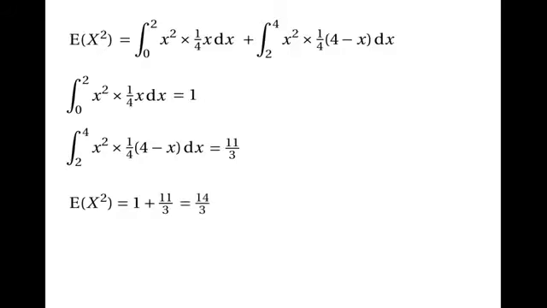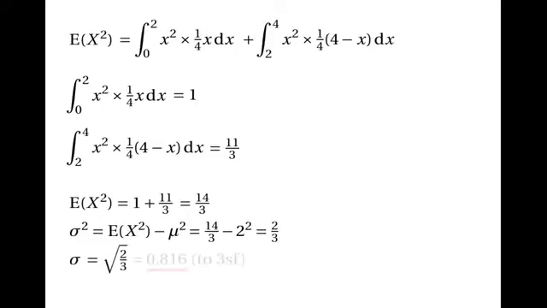But remember, it's terribly important that the variance is equal to the expected value of x squared, take away the square of the mean. So that's going to be 14 thirds, take away 2 squared, because 2 is the mean, and that's equal to 2 thirds. Now this is the variance, and the question asked us for the standard deviation. We find the standard deviation by square rooting the variance, and so it's equal to the square root of 2 thirds, which is 0.816 to 3 significant figures.